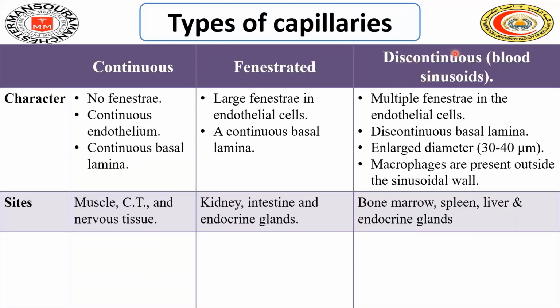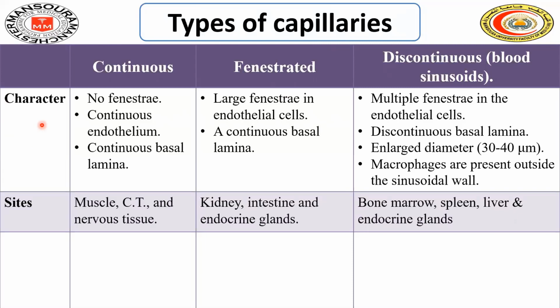The third type is called discontinuous. From its name, discontinuous means its wall is discontinuous. It's not following each other. It is not a continuous layer. It also has many holes in its wall. But we will mention the difference between fenestrated and discontinuous. So these are the three names for the three types of capillaries: continuous, fenestrated, and discontinuous. What are the characters of each type?